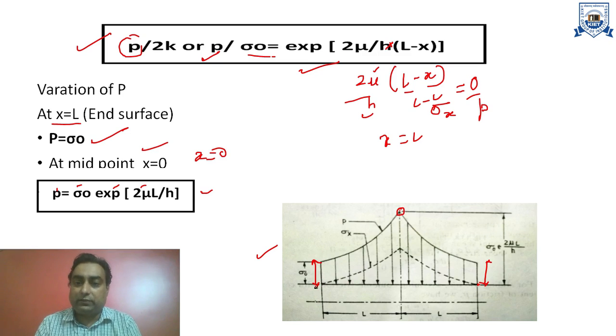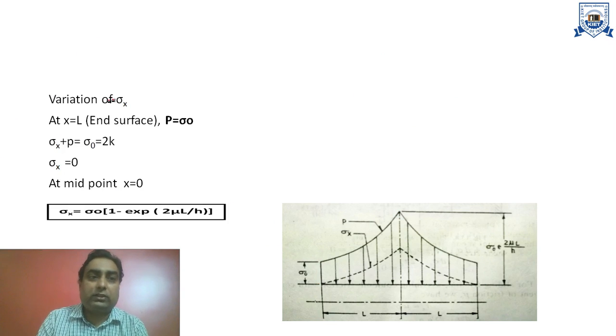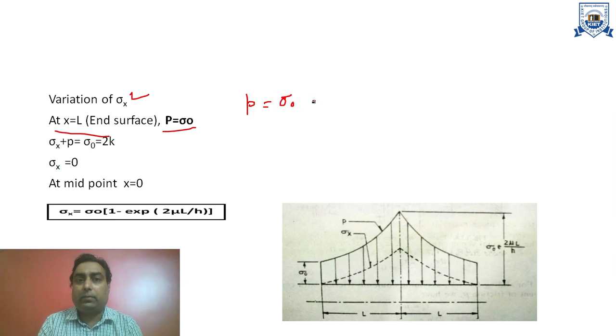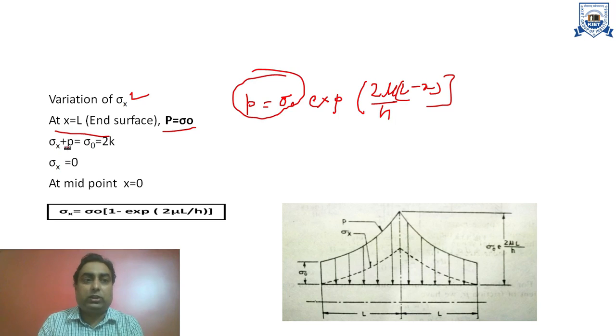Okay. Now in the second stage we have to calculate the value of sigma x, the longitudinal stress. So we will use these formulas also for calculation purposes. So the variation of sigma x we have to determine at x equal to L. We know that P is equal to sigma naught, as from the earlier formula, P is equal to sigma naught exponential 2 mu (L minus x) upon h. So at x equal to L, this term will be equal to 0, so P is equal to sigma naught. So when P is equal to sigma naught, by Tresca theory we can say sigma x plus P is equal to sigma naught. So putting P equal to sigma naught here, we get sigma x is equal to 0. So at the end surface of the job, the longitudinal stress is equal to 0. Sigma x is equal to 0.